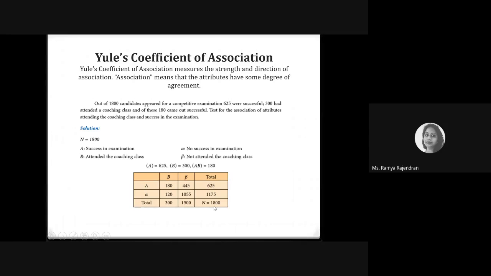1,800 minus 625 is 1,175, which is people who are not successful, denoted by alpha. People who are successful is denoted by A. People who are not successful is denoted by alpha. People who attend the coaching class is B, and who have not attended the coaching class is beta. So we substituted and found the difference and got this table here.